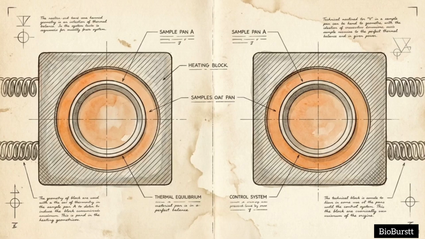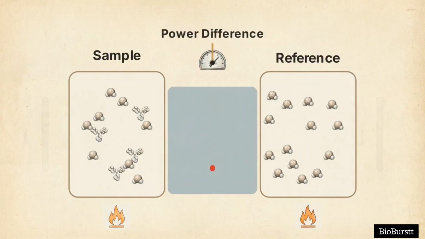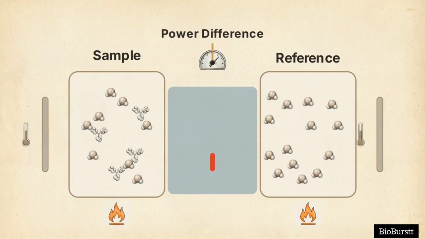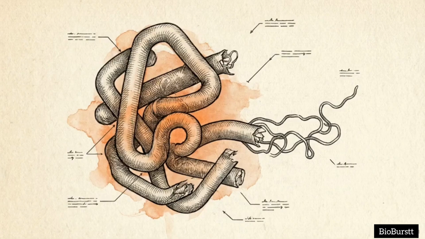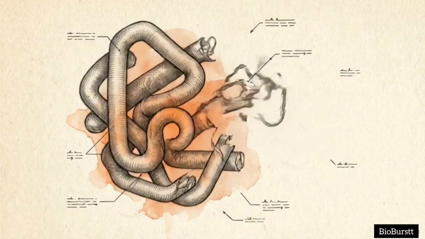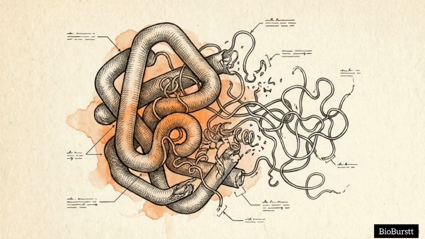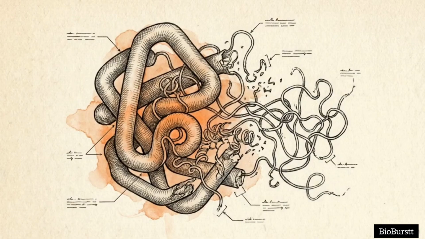The core mechanism of DSC is a thermal comparison. The instrument measures the exact difference in thermal power required to heat a sample cell and a reference cell at the exact same rate. Protein unfolding is inherently endothermic. As temperatures rise, the molecule must actively absorb energy to break the secondary non-covalent bonds holding its structure together.